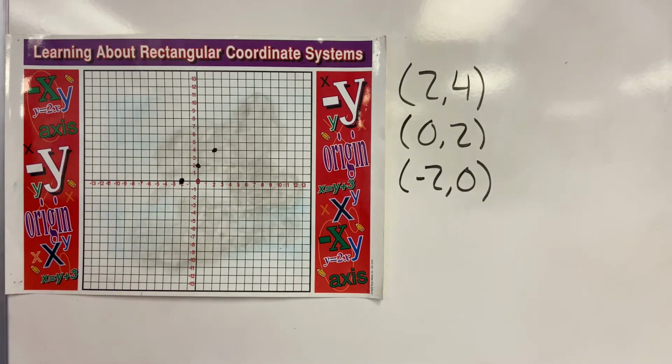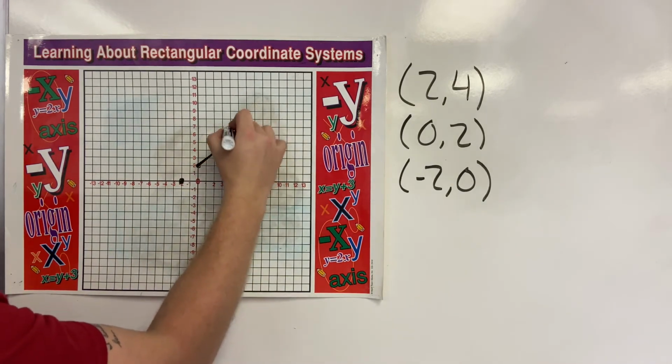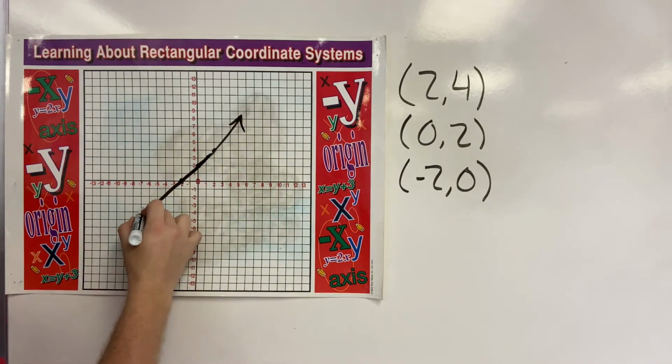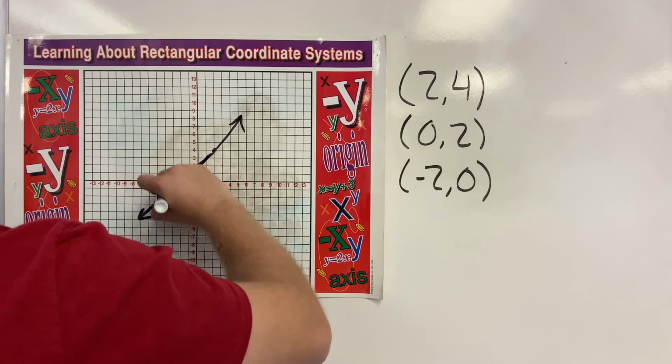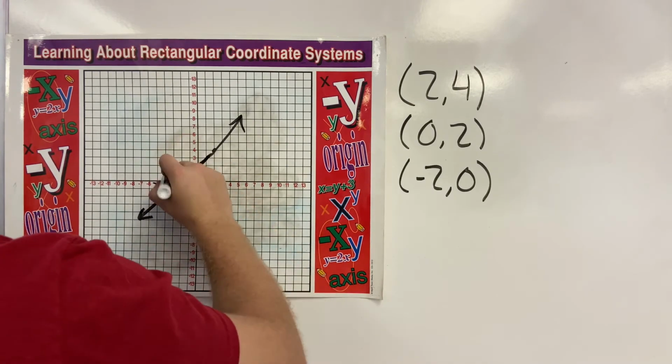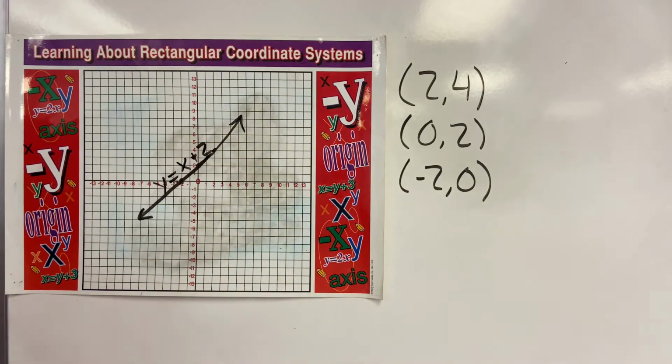Now, disclaimer, my line's probably not going to be straight because I never can draw a straight line. If you want to use a ruler or some kind of straight edge, you're more than welcome to do so. So this line represents the equation y equals x plus 2. And this is how you graph a linear equation.